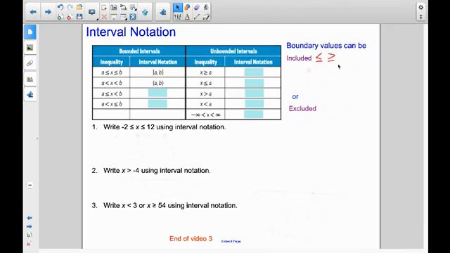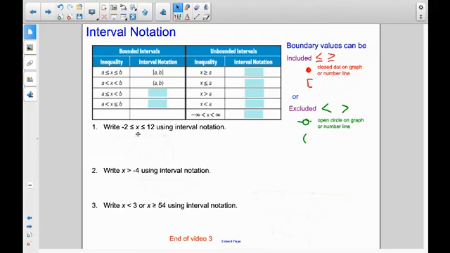You'll know by these: included, excluded. What they'll look like on a number line: if it's included, it will be a closed circle dot, and you use a square bracket when writing it in interval notation. If it's excluded, if you're seeing just the less than or greater than symbol, you'd use an open circle on the number line graph, and when writing in interval notation, you just use normal parentheses.